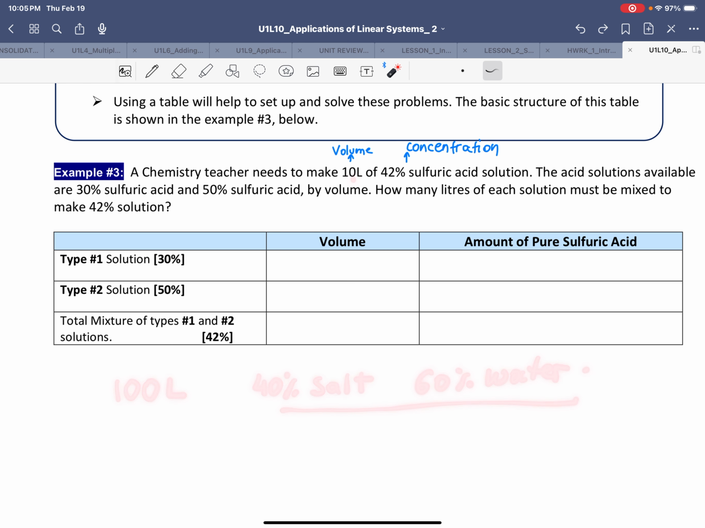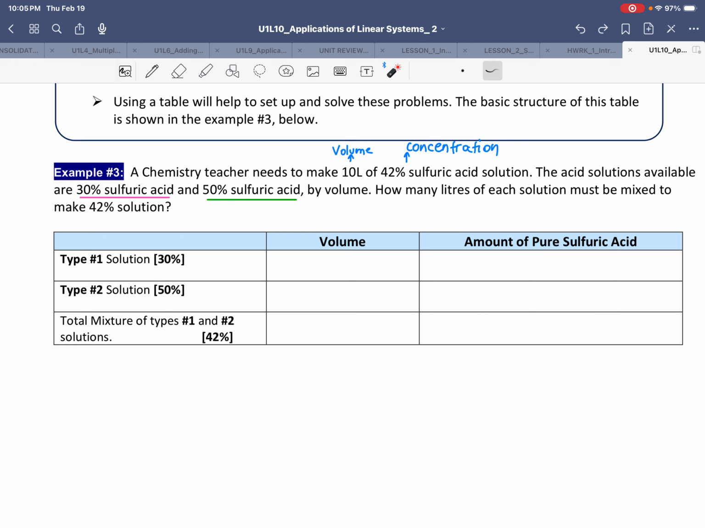Now, the acid solutions available are 30% sulfuric acid and 50% sulfuric acid by volume, because we're using volume in this case. We're not using mass. That's the meaning of by volume, and that's why we say it here. Now, how many liters of each solution must be mixed to make a new solution of 42% in concentration?